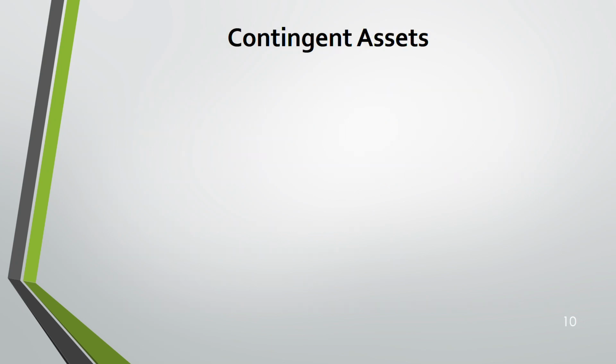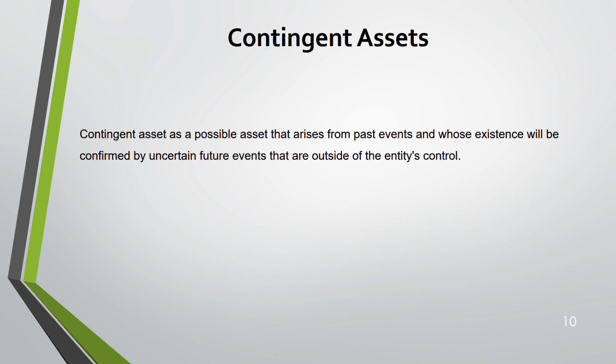Now we are moving on to the third part of this standard, that is contingent asset. Remember IAS 37: provision, contingent liability, and contingent asset. It deals with all these three. It is not just provision. So now we are moving on to the third part, that is contingent asset. A contingent asset works in a similar way to a contingent liability. The only difference is this is an asset in this case. The rest everything remains the same.